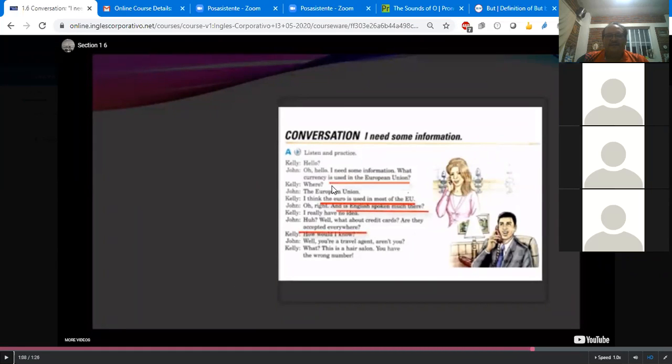Okay, there you have the passive voice form, right? It's used. I think the euro is used. And all right, is English spoken much there? And then, are they accepted? Okay, this is another passive form.